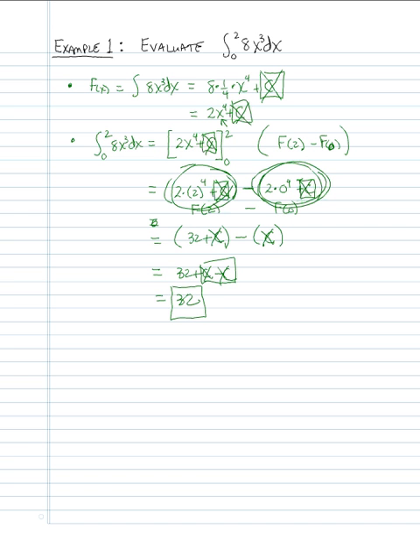We'll still get 32. Okay, well, let's look at another example. We'll gain some momentum as we're moving along.